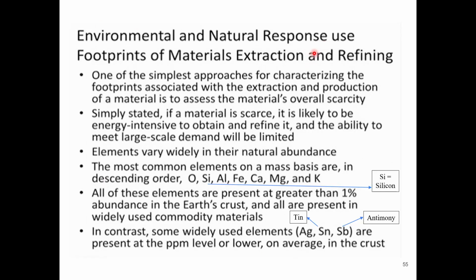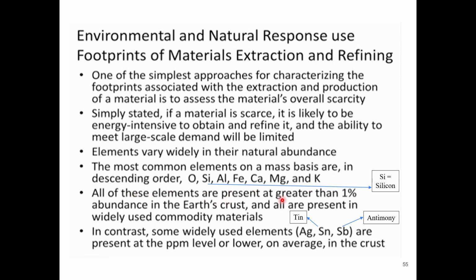Consider the environmental and natural resource use footprints of materials extraction and refining. One of the simplest approaches for characterizing the footprints associated with the extraction and production of a material is to assess the material's overall scarcity. If a material is scarce, it is likely to be energy intensive to obtain and refine, and the ability to meet large scale demand will be limited. Elements vary widely in their natural abundance. The most common elements on a mass basis are, in descending order, oxygen, silicon, aluminum, iron, calcium, magnesium, and potassium.